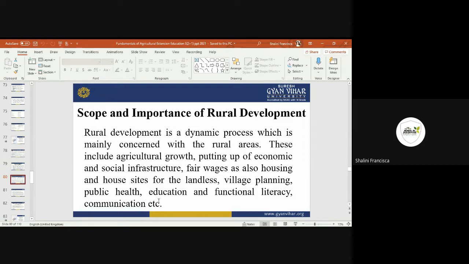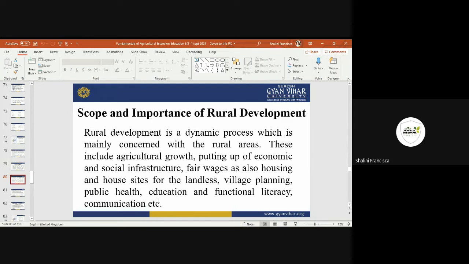Then village planning is done. If a village is planned in such a way that it provides everything to the people in the rural area, then they don't need to migrate to the urban area for their necessities. Public health is one of the factors that is making people come to the urban areas, get settled, and get treatment.